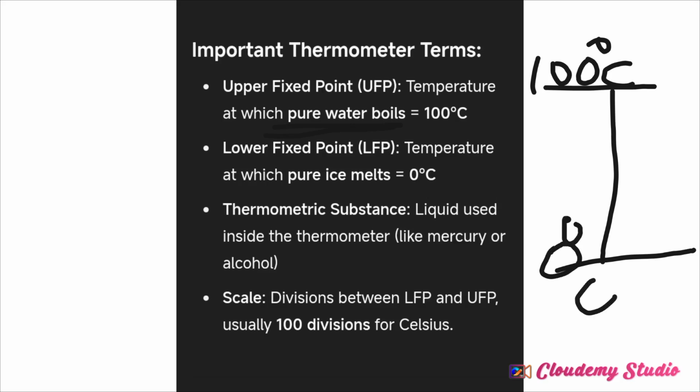The scales are basically the units we use. We have different scales, but the ones you should be concerned with for now are Celsius, Kelvin and Fahrenheit. We still have the Réaumur and Rankine scales, but you don't really need all those for this exam. They can even ask in your exam what upper fixed point means, so just know what it means. The lower fixed point is the temperature at which pure ice melts.